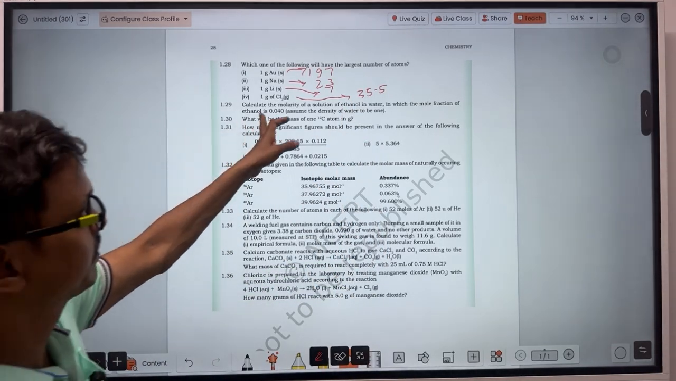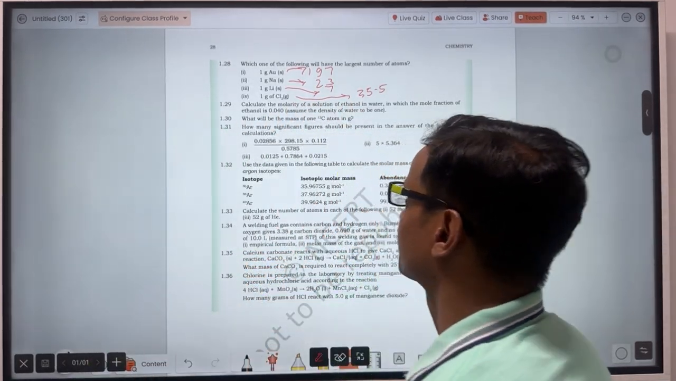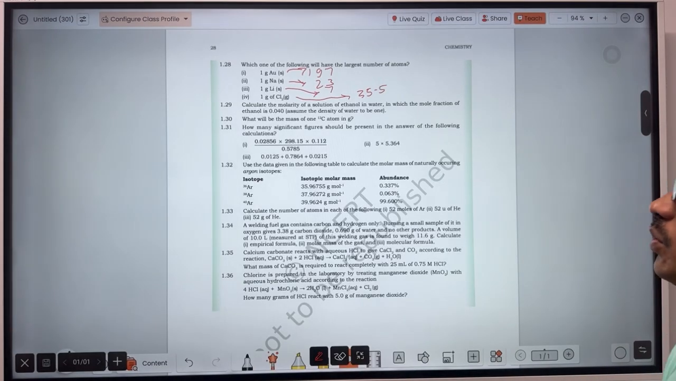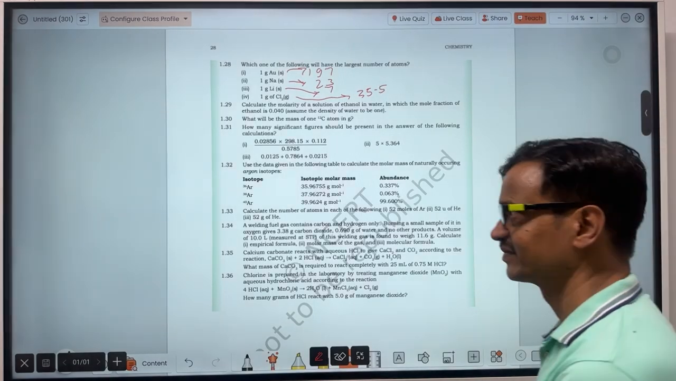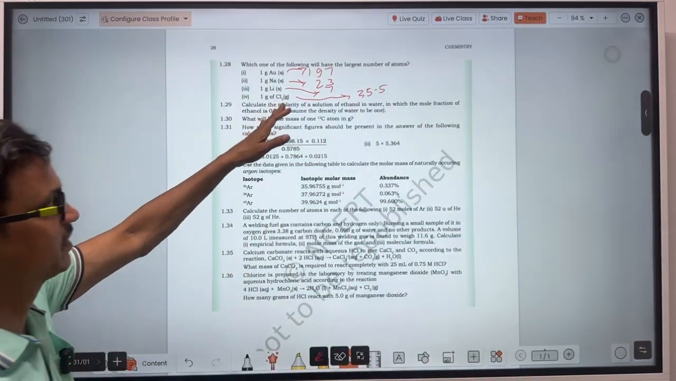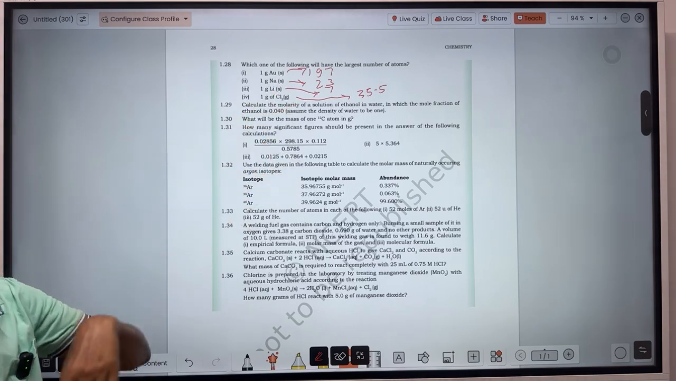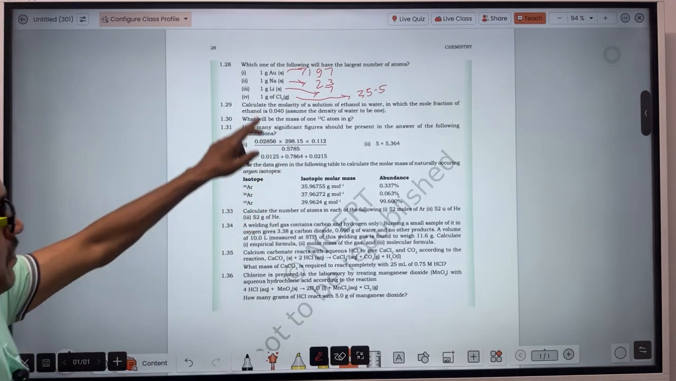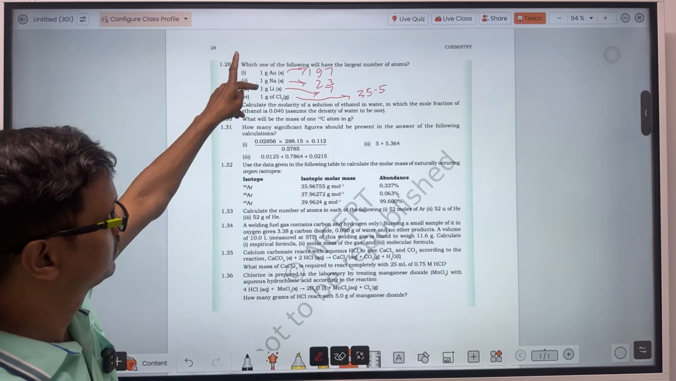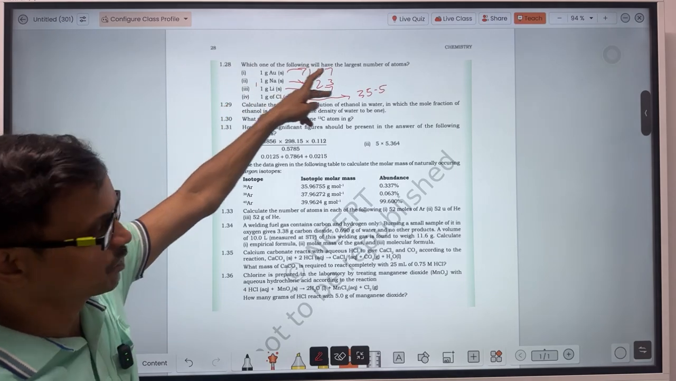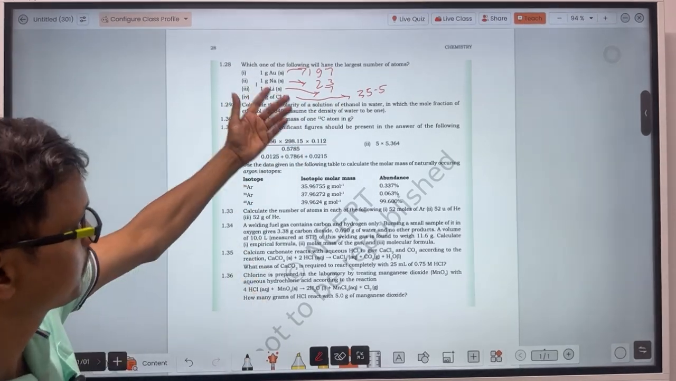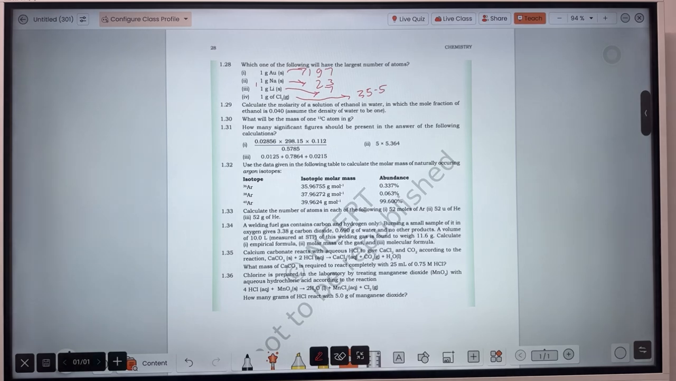Okay, which of the following will have the largest number of atoms? So largest number of atoms: whose atomic weight will be least? That will be the largest number of atoms, because the weight is constant. So whose atomic weight will be least? That will have the largest number of atoms.